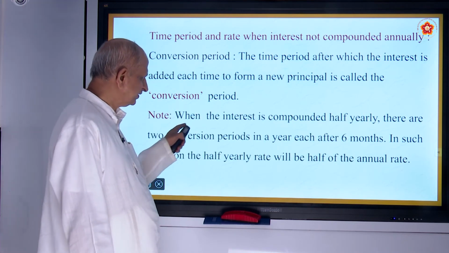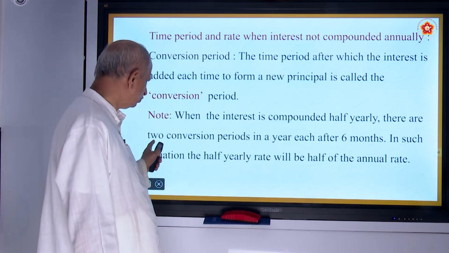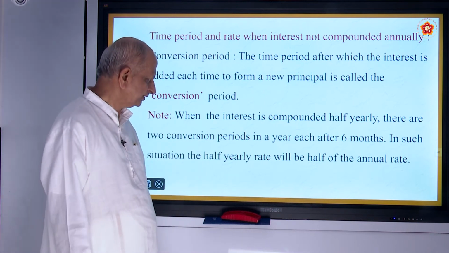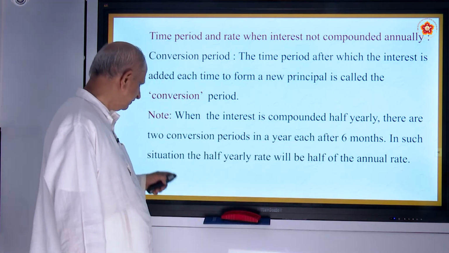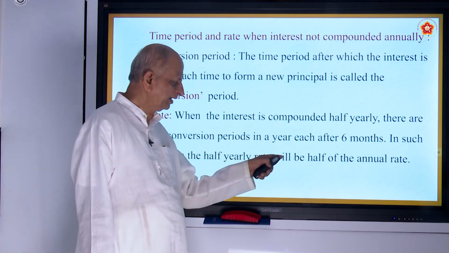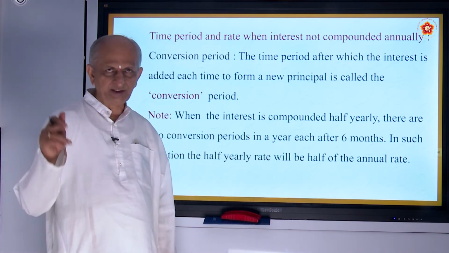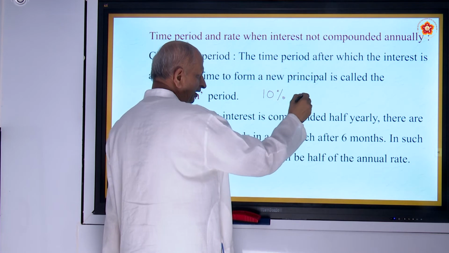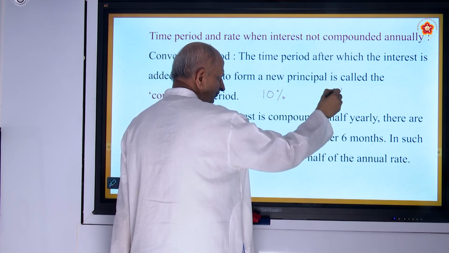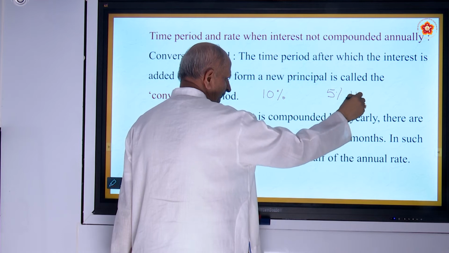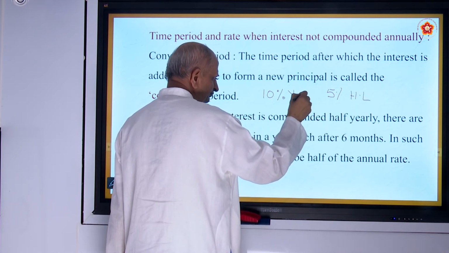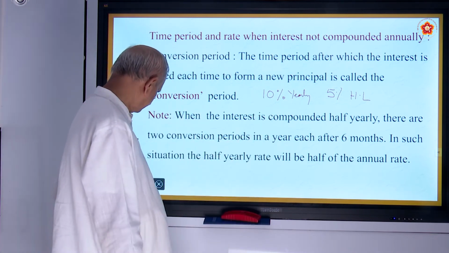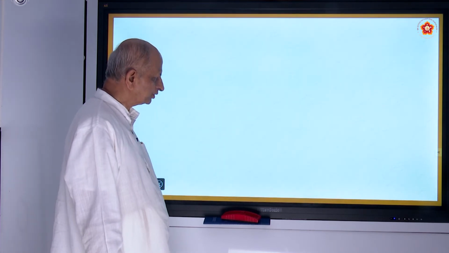When the interest is compounded half yearly, there are 2 conversion periods in a year. For 1 year, there will be 2 conversion periods, each of 6 months. In such a situation, the half yearly rate will be half of the annual rate. Suppose the rate of interest is 10%. When you take it as half yearly, that becomes 5%. This is half yearly, this is yearly. Suppose it is 12%, half of that you have to take, that is 6%. Correct? So that is a note you must note.